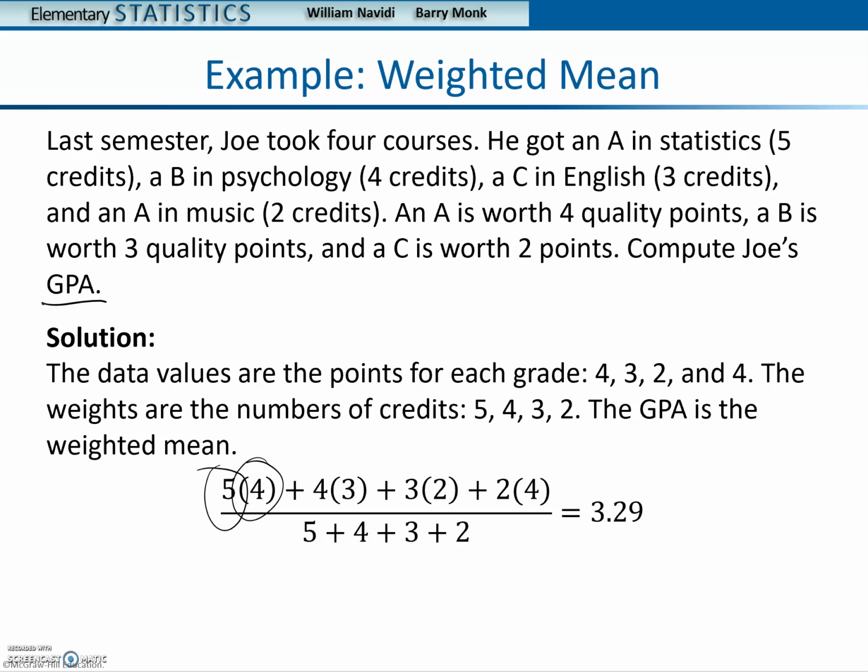The next one is psychology, which was a 4-credit class, and he got a B, and a B is a 3. The next thing is English, which was 3 credits, and he got a C in English, so that's only a 2. And then he got an A in music, so music was 2 credits, and an A is 4. So you go 20, 12, 6, and 8. You add those up and divide by the 5, 4, 3, and 2, and you get 3.29.